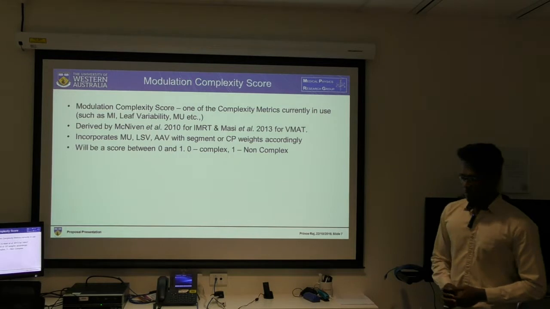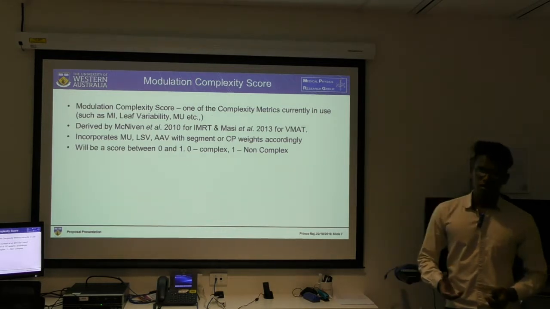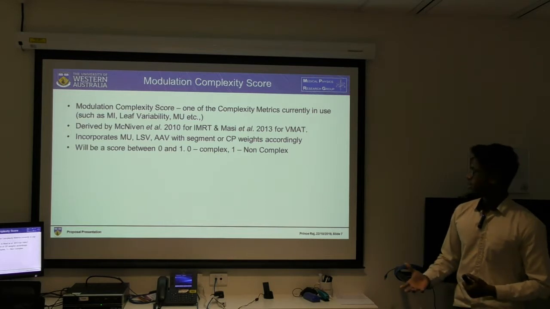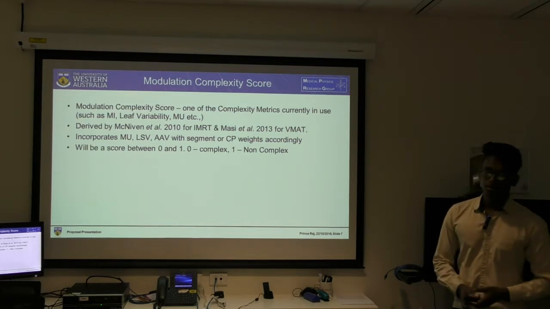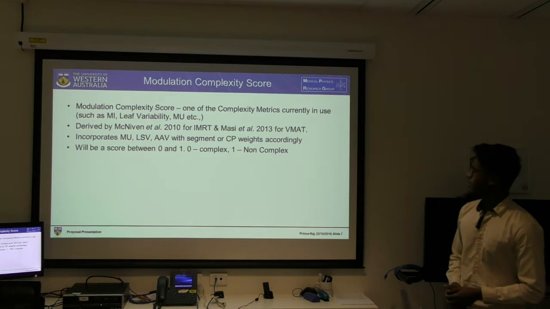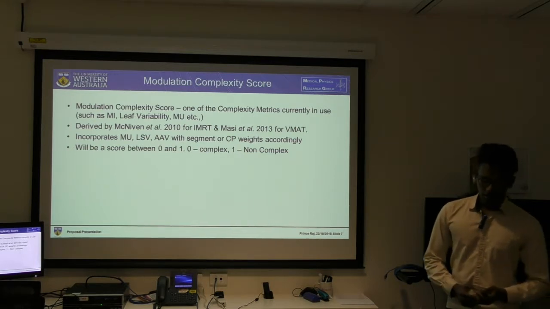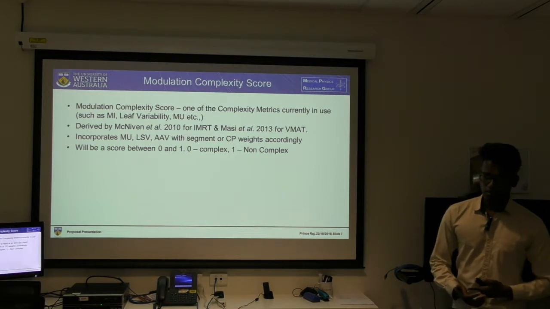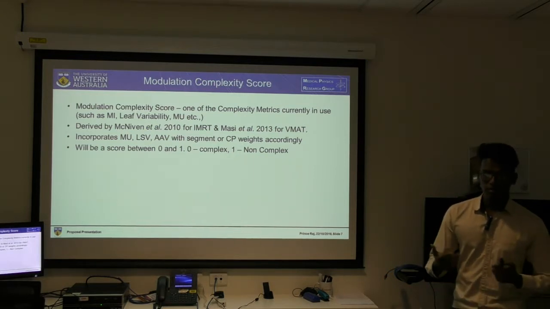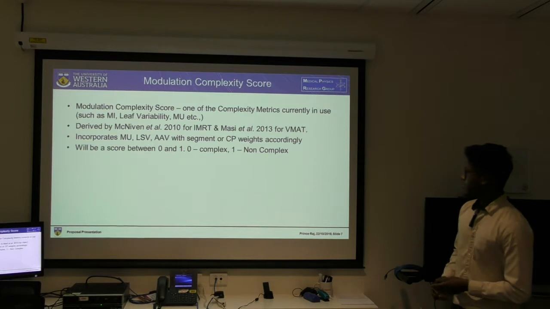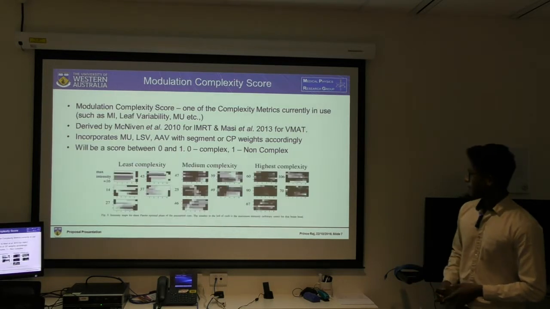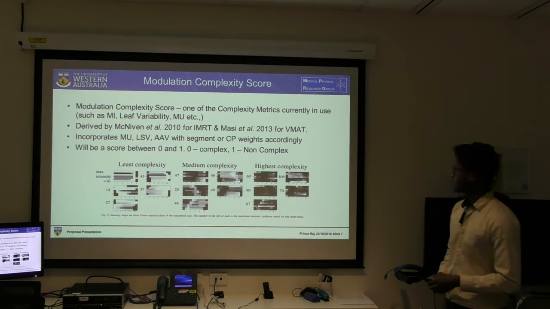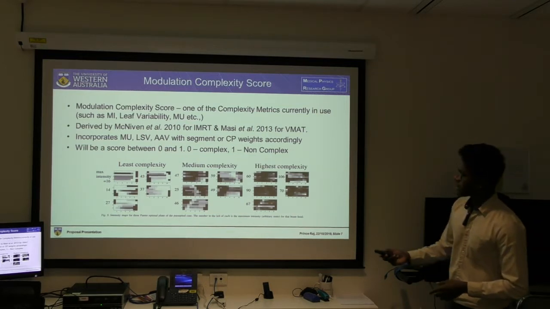So simply it will be a score between 0 and 1, with 0 being the most complex and 1 being the least complex, or no complexity at all. For a plan with no complexity, you can imagine a field with no MLCs in between the field. So this gives you a simple idea of how it looks.